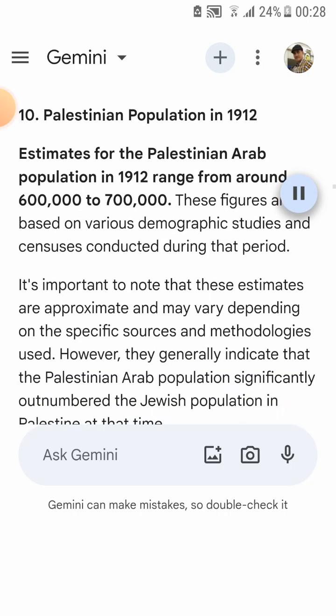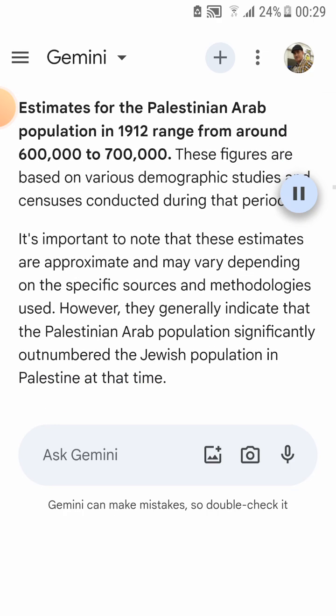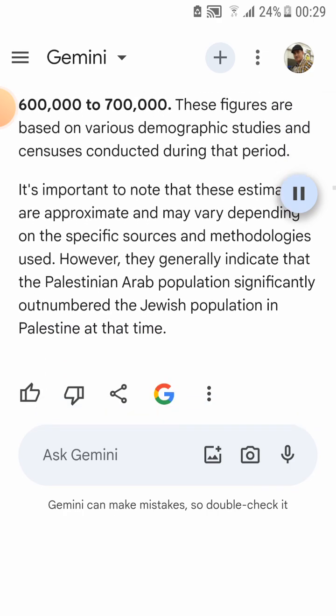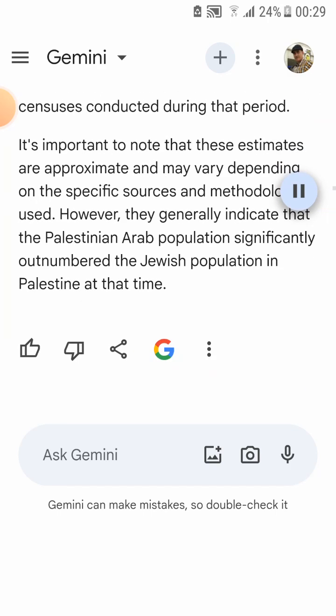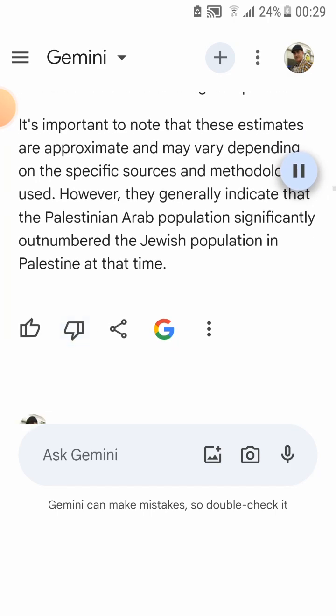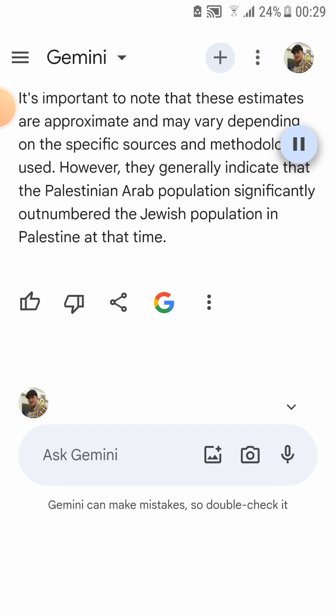Palestinian population in 1912. Estimates for the Palestinian Arab population in 1912 range from around 600,000 to 700,000. These figures are based on various demographic studies and censuses conducted during that period. It's important to note that these estimates are approximate and may vary depending on the specific sources and methodologies used. However, they generally indicate that the Palestinian Arab population significantly outnumbered the Jewish population in Palestine at that time.